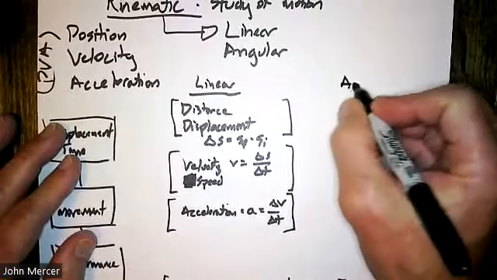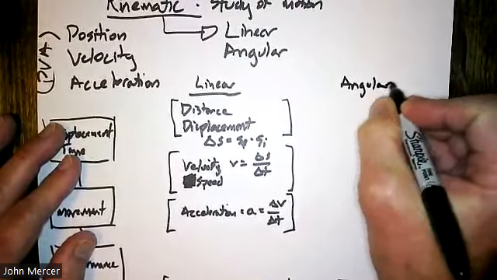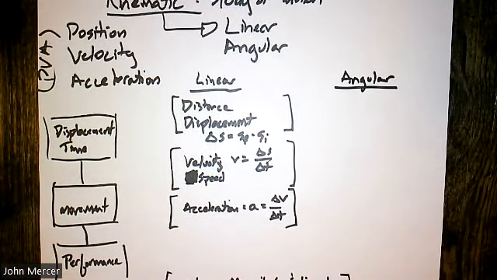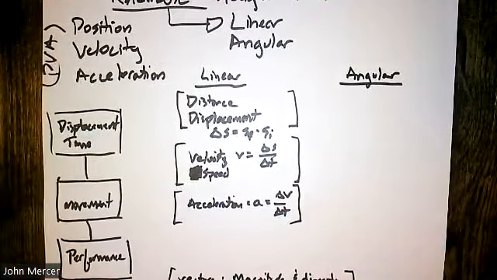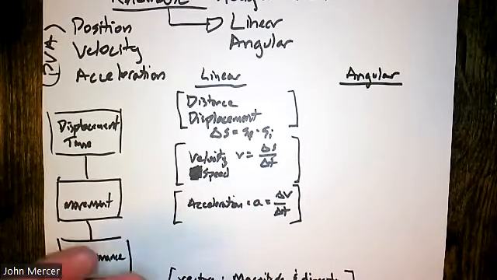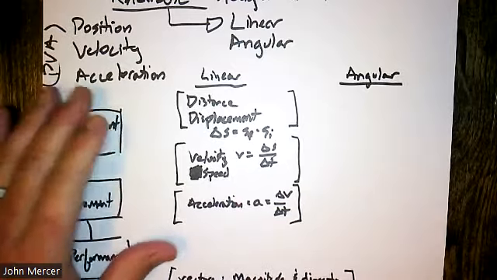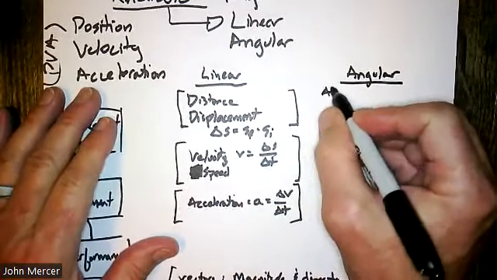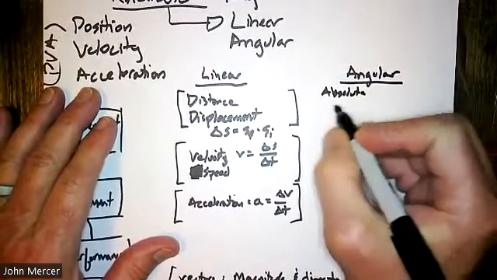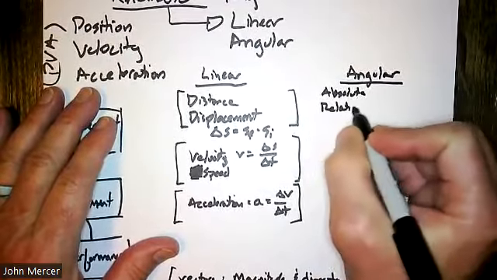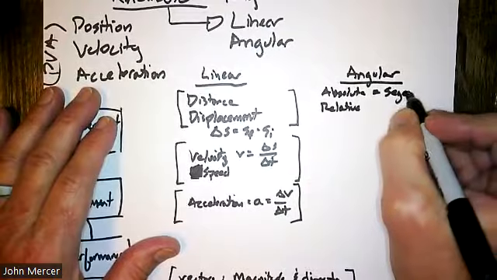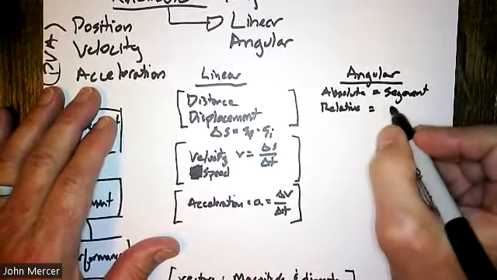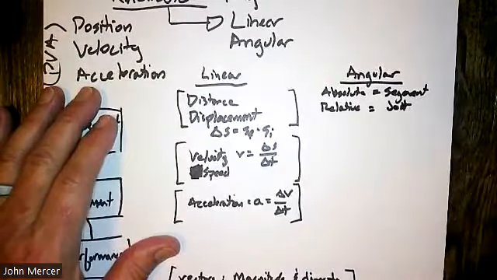The other world is angular kinematics. In the angular world, what we spend quite a bit of time on is first understanding the different ways to describe angular position. The two ways that we use to describe angular position are absolute angle and relative angle. Absolute angle is also the same as saying segment angle. Relative angles are the same as joint angles.